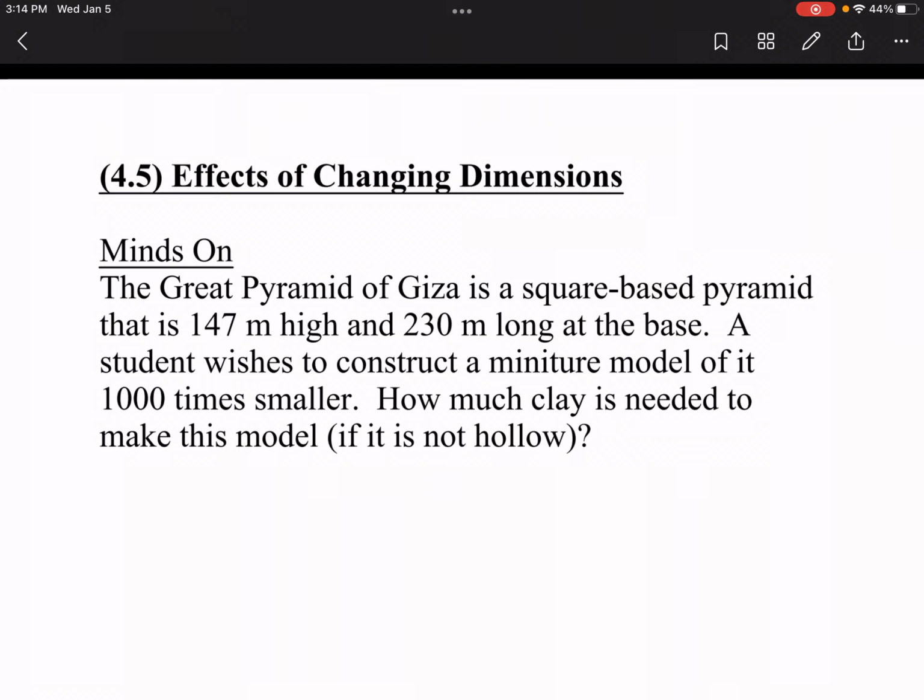So, take this time at this moment and pause the video and try this out on your own.